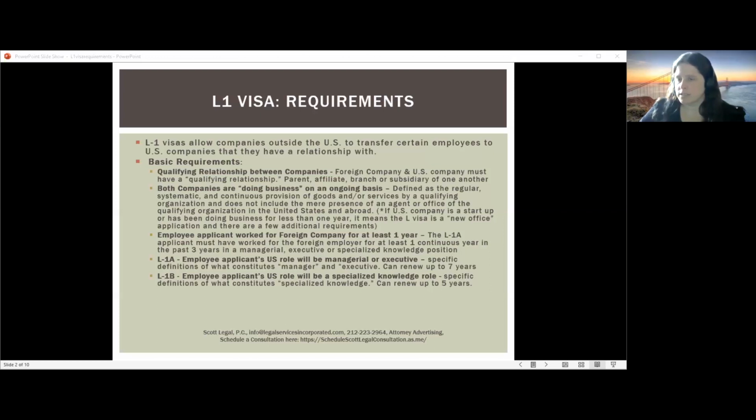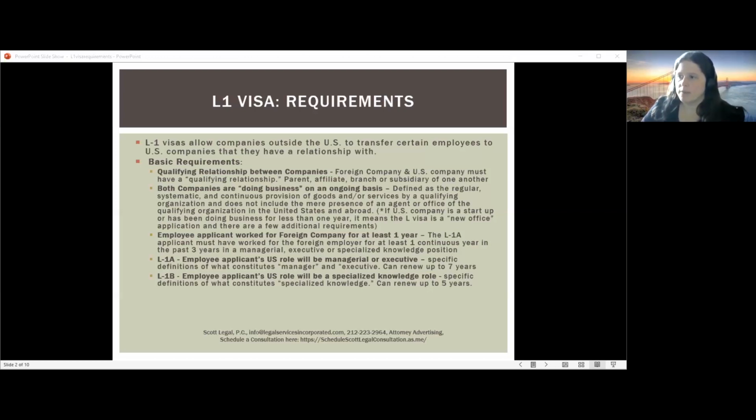First, there does have to be a qualifying relationship between the company abroad and the company in the United States. This can be a parent, affiliate, branch, or subsidiary relationship, and there are specific definitions for this in the regulations. So even if you consider the companies affiliates, it's always important to speak with an attorney to understand what the actual corporate documents say. Will they qualify under the definitions in the immigration regulations?